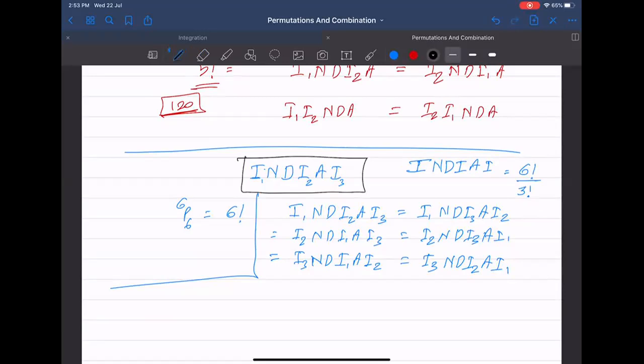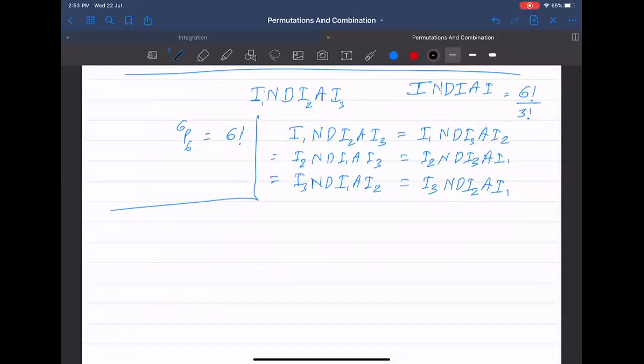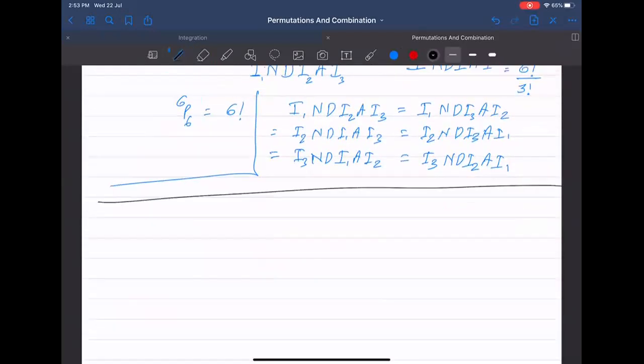In INDIA, the three I's, I1, I2, I3, can be arranged among themselves in 3 factorial ways, so all of them will be the same. So for INDIA we can divide 6 factorial by 3 factorial. Okay, let's go ahead to the next question.